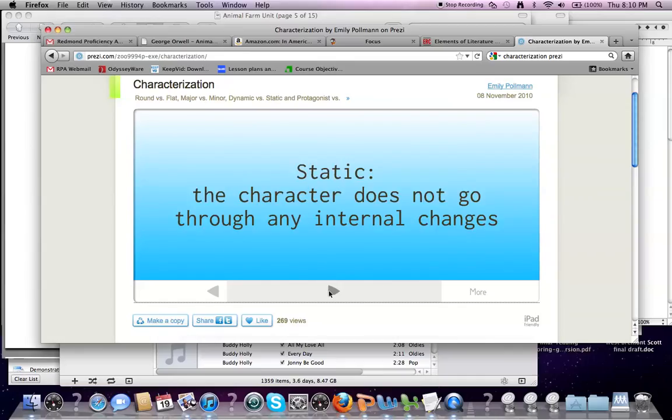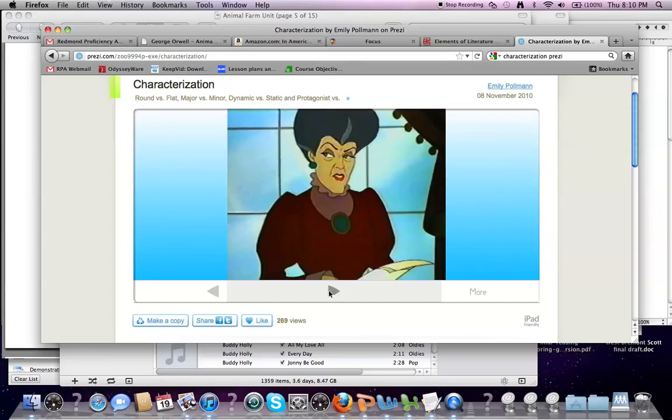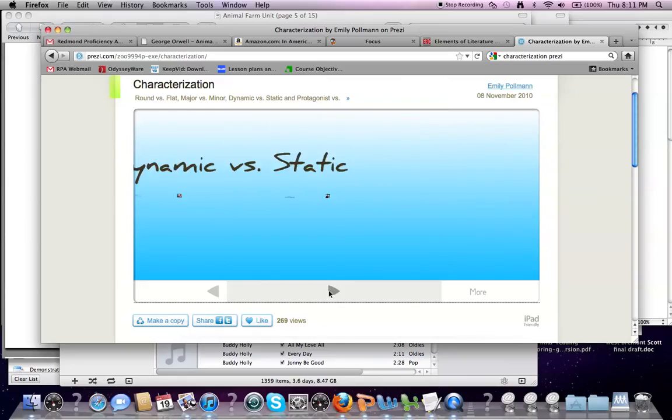The static character, again, the antithesis of the dynamic character, does not go through any internal changes. They are static. If you think of the sound that static makes, it's the same thing there. It's just constant and continual. A lot of static characters can actually be our antagonists. They can be very static because they don't go through a lot of internal change, because they don't feel that motivation, and they do still have to be evil, essentially.